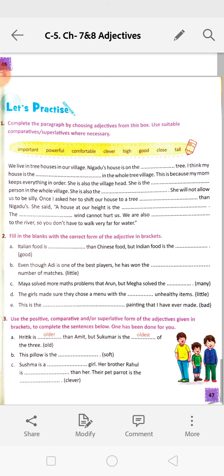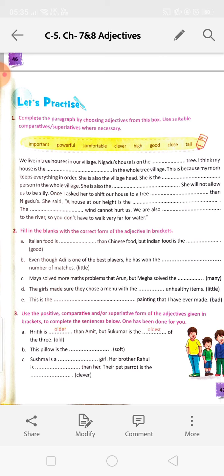Here, complete the paragraph by choosing adjectives from the box. We live in tree houses in our village. Nigadu's house is on the tall tree. I think my house is the highest in the whole tree village. Like this you have to do.